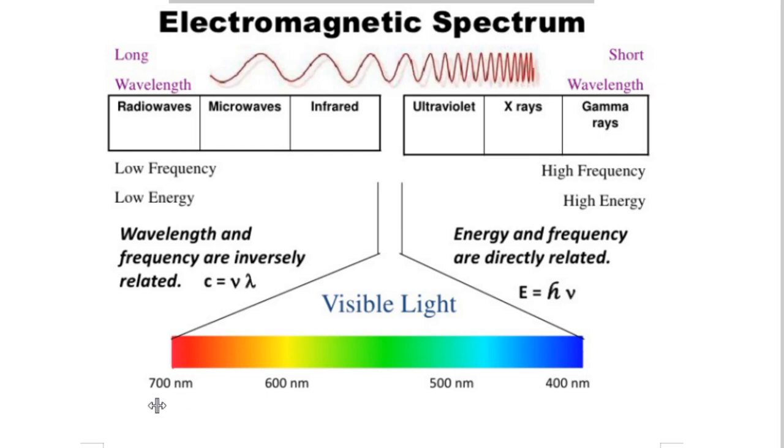From what frequency to what frequency? 700 nanometer to 400 nanometer, or from 400 nanometer to 700 nanometer, you can say, starting from blue color to red color, and in between all those colors are there. Now, there is an inverse relation between wavelength and frequency.